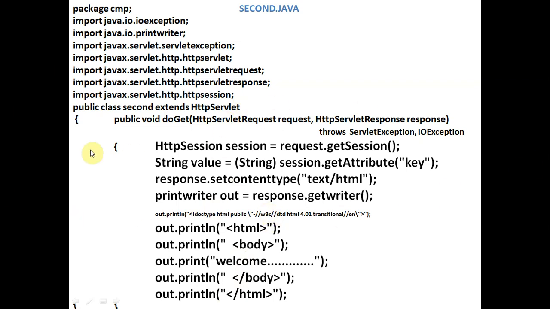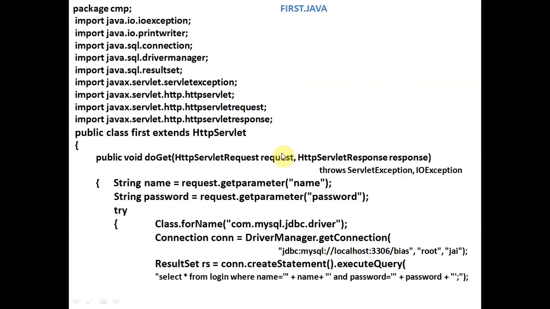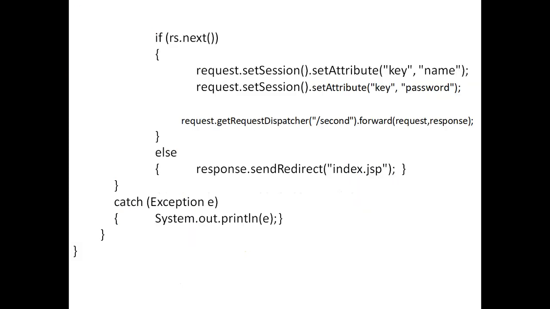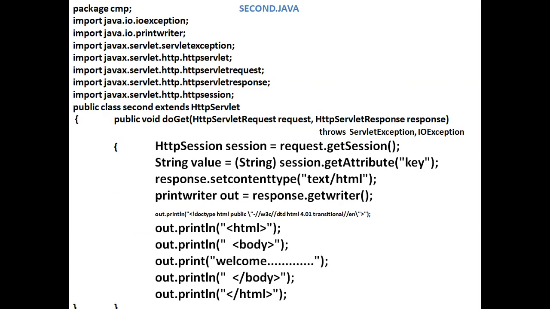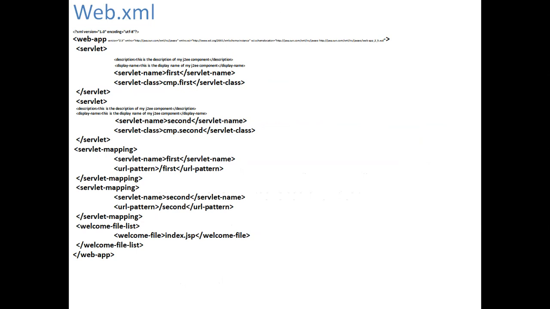from the previous one, where we accessed the username and password, which is compared, and this is the welcome message showing in second.java. And this is web.xml. Inside the web application we write the same index.jsp in the welcome file, and servlet mapping we have to write two times. We mention servlet mapping.